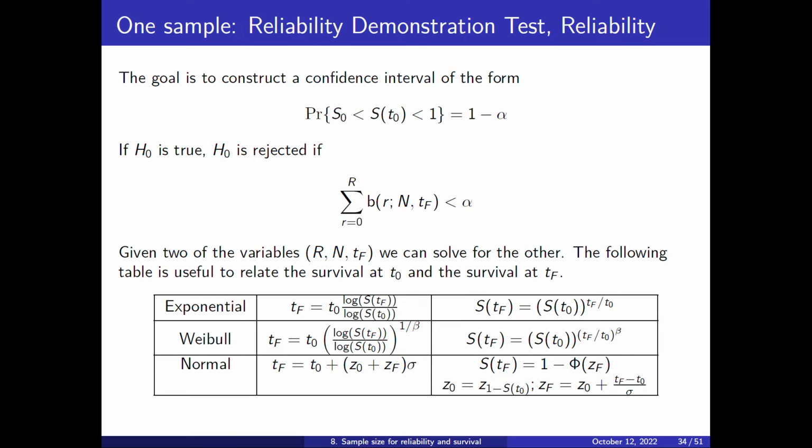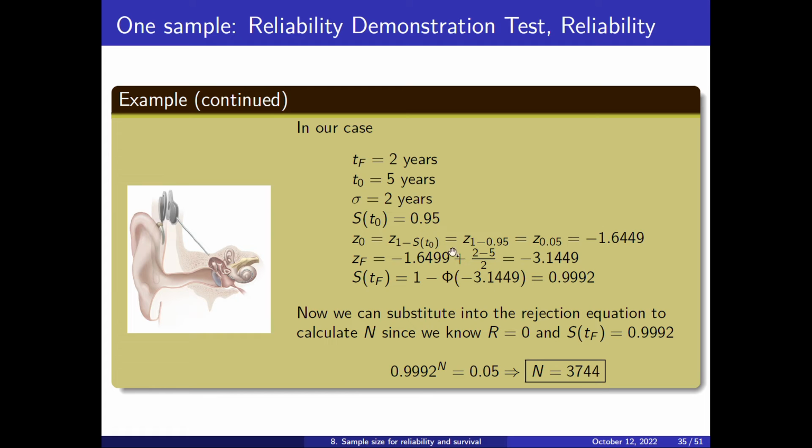Okay, so we are assuming normal reliability, so we will be using these ones. In our case, we will track the devices for 2 years, but we want to infer something about 5 years, and the sigma is 2 years. So the survival time that we want to show after 5 years is 95%. So with this we compute C0.